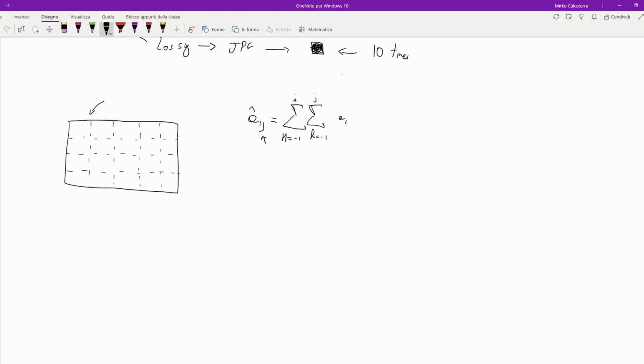Here I have to write that the element of the matrix, because the image, as we said, is a matrix, is A(i+k, j+h), multiplied by a function, and this function is the filter, with elements kh. As we said, it is a discrete convolution, and it is computed also in the boundaries.